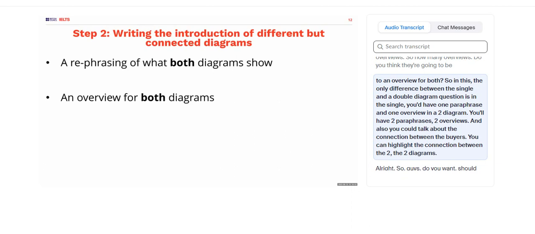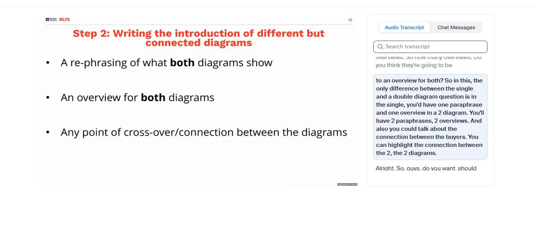So the only difference between a single and a double diagram question is that in a single, you'll have one paraphrase and one overview. In a two diagram question, you'll have two paraphrases, two overviews, and also you could talk about the connection between the diagrams. You can highlight the connection between the two diagrams.